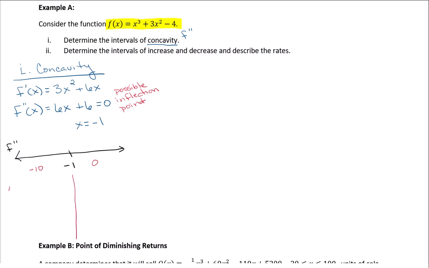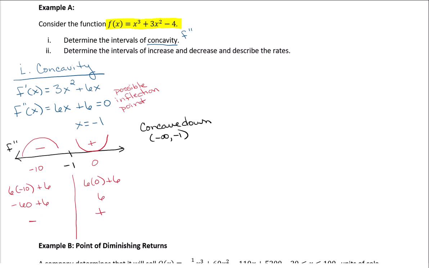Plugging it into the second derivative gives us a negative number, meaning it is concave down. And when we plug in 0 on the right-hand side, we get a positive number, which means it is concave up. For our concavity, we can say concave down from -infinity to -1. Remember that -10 was just a test point. Concave up from -1 to infinity.